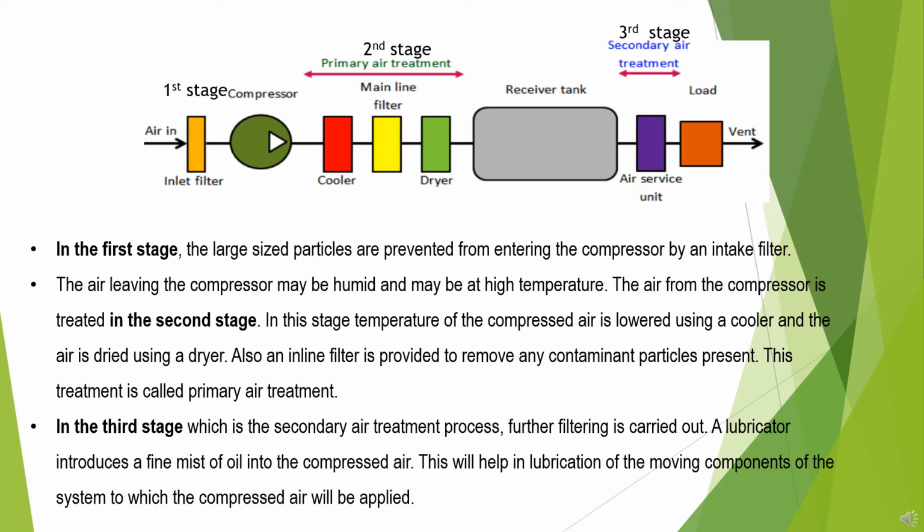In this stage, temperature of the compressed air is lowered using a cooler and the air is dried using a dryer. Also, an inline filter is provided to remove any contaminant particles present. This treatment is called primary air treatment.